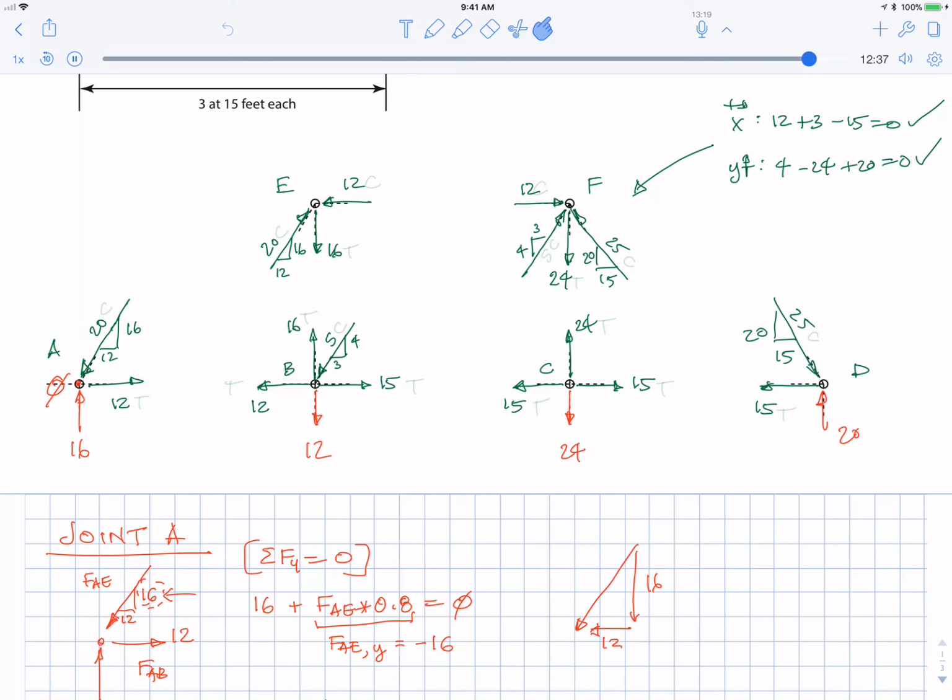25, and 5. Okay, anything pointing into the joint is in compression. Anything pulling out is tension. Okay? Pulling out, tension, tension, tension, tension, compression. Pushing in, compression, tension, compression. Let's see, compression, compression, tension, compression, compression, tension. Tension, tension, and tension. Actually, the supports, we don't say tension or compression, just in the members. So there you go. That's the final answer.